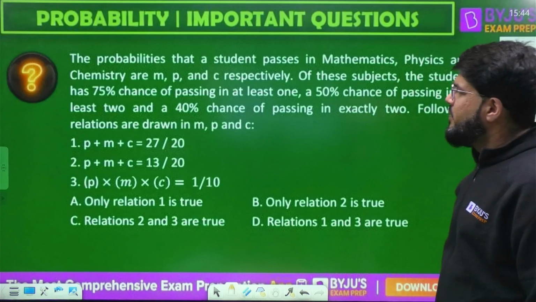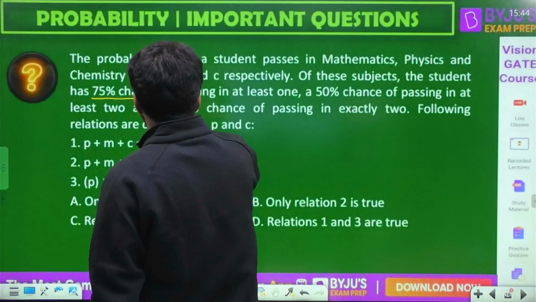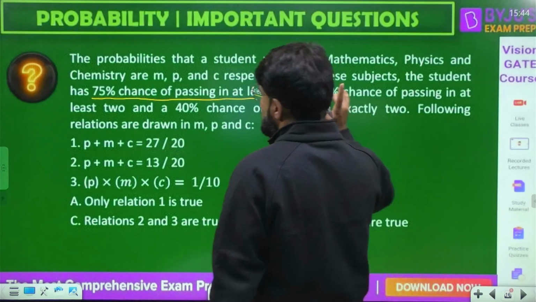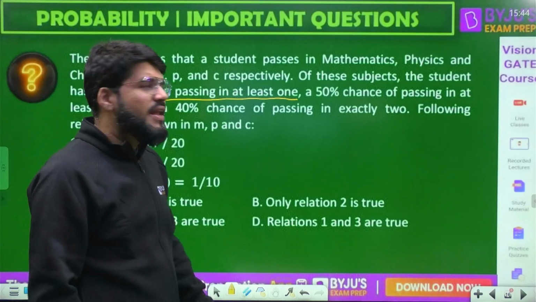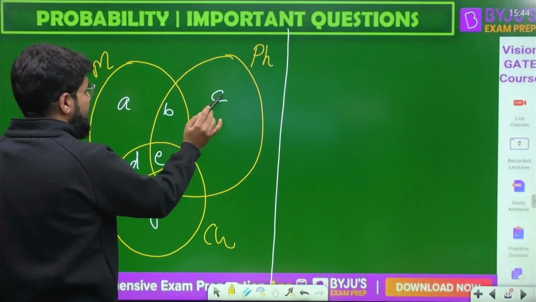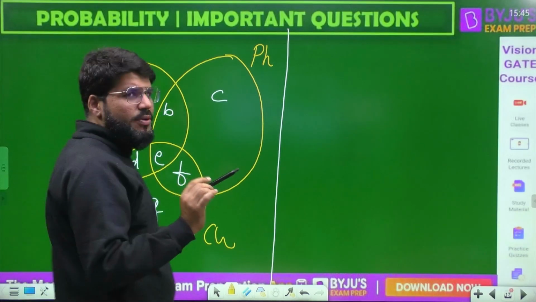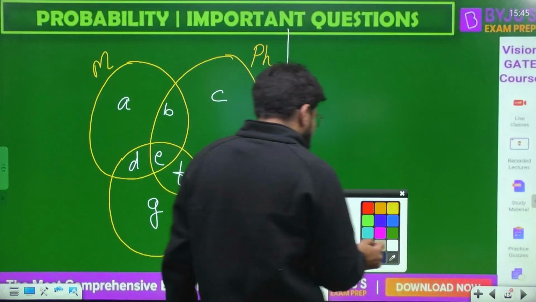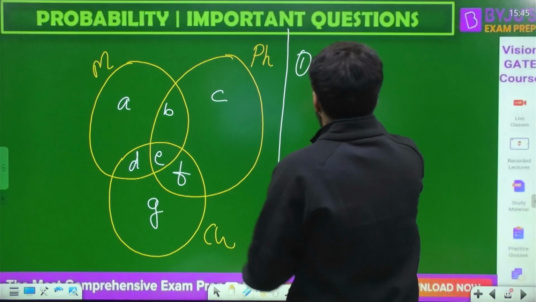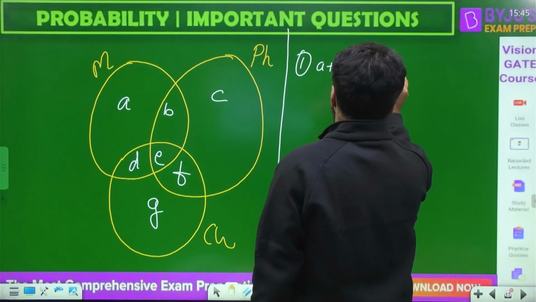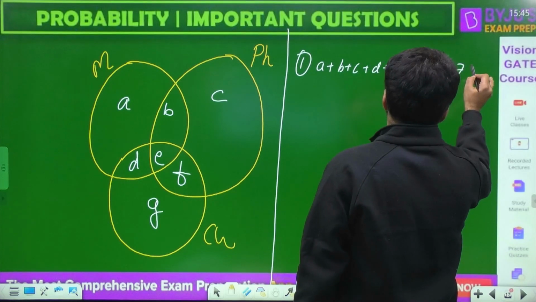Now, what is given to you? Coming to the first statement: 75% chance of passing at least one. At least one means something will happen. Either he has passed in only one, like A, C, G, or passed in two, like B, D, G, or passed in three. At least one means one or two or three, all are acceptable. So if I want to write down the first equation, it will be the addition of all these: A plus B plus C plus D plus E plus F plus G, and this will be total 75%.